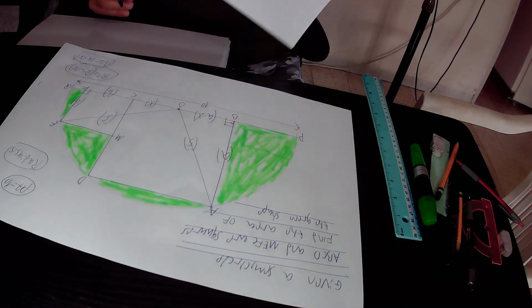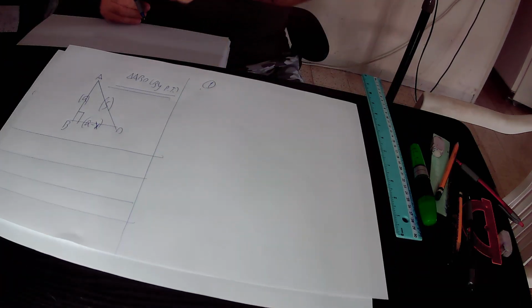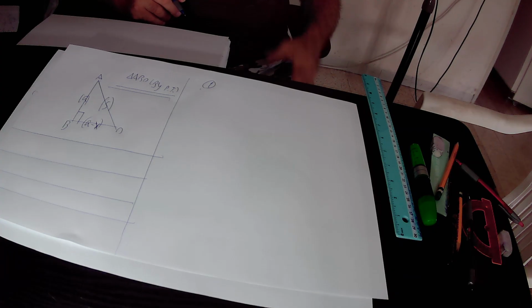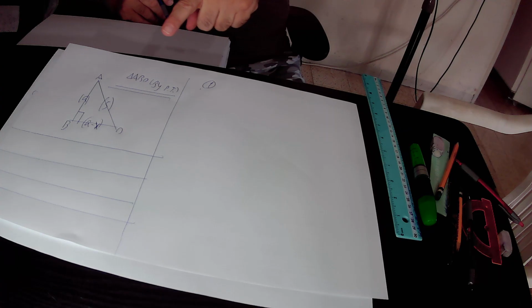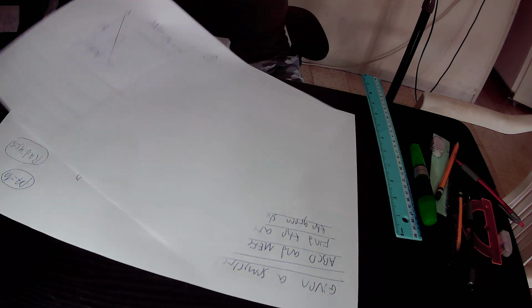So actually, this is the right triangle ABO that is coming from the original drawing. In this right triangle ABO, according to the Pythagoras theorem, AO square, that is the square of the hypotenuse, equals AB square plus BO square. So I write it down. This will be equation 1.